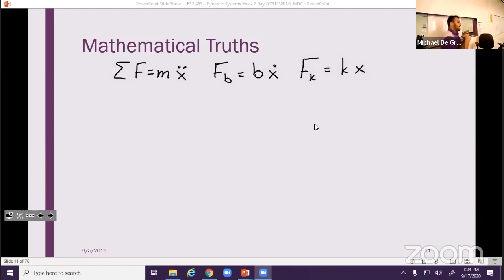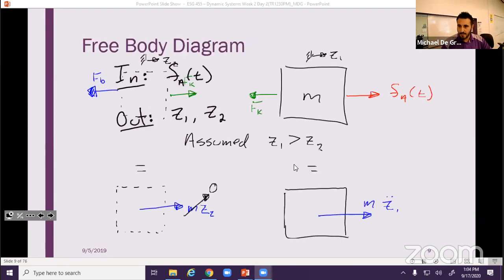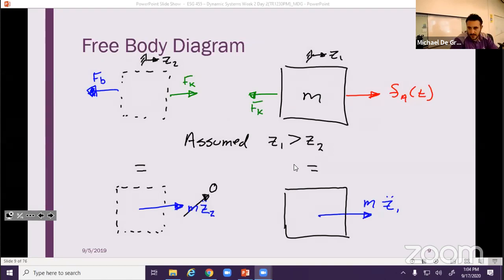So again, we're talking about the reduction of equations. The reduction of equations is how do I apply these mathematical truths to the system that I just drew? How am I going to make my equations? Well, let's go back and look at the free body diagram. Do you guys want to start at the massless node, or do you guys want to start at the mass? Dealer's choice. The mass. The mass. All right. Sure.